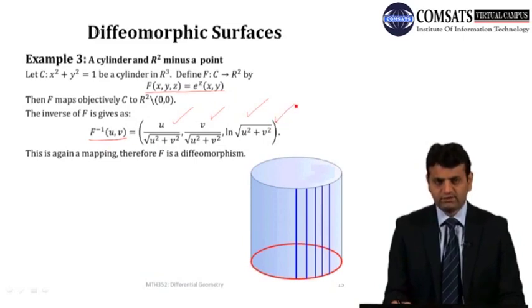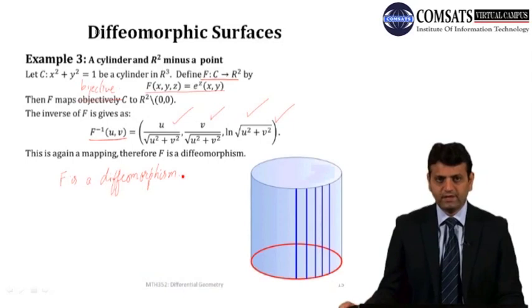and we can also see that this function f is differentiable, and this f inverse is also differentiable, and the map f defined in this way is also bijective. And so if this holds, then f is a diffeomorphism. So basically a cylinder is diffeomorphic to the plane minus a point, or in differential geometry they are equal.